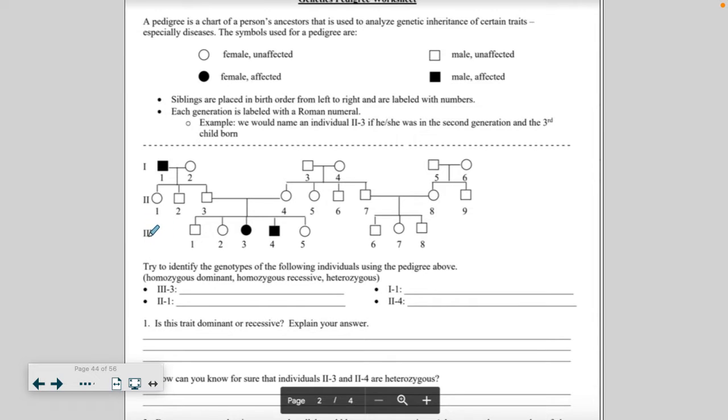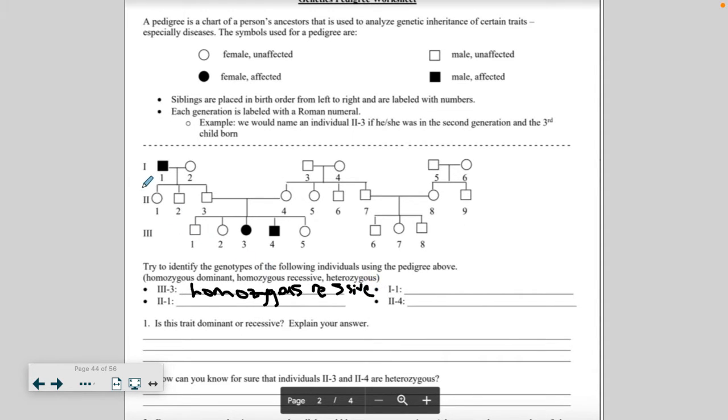So Roman numeral 3, they have the trait, okay? So that means that they are affected. This is a recessive trait, and so the only way to have that genotype to be completely filled in is to be homozygous. Oh, I should have just typed homozygous recessive. So if you'd like to abbreviate, you sure can, but I'm going to do my best here to write it out. Recessive.